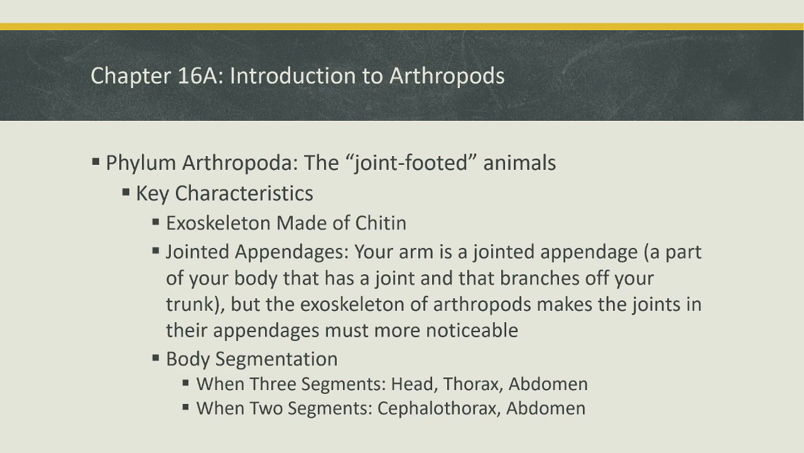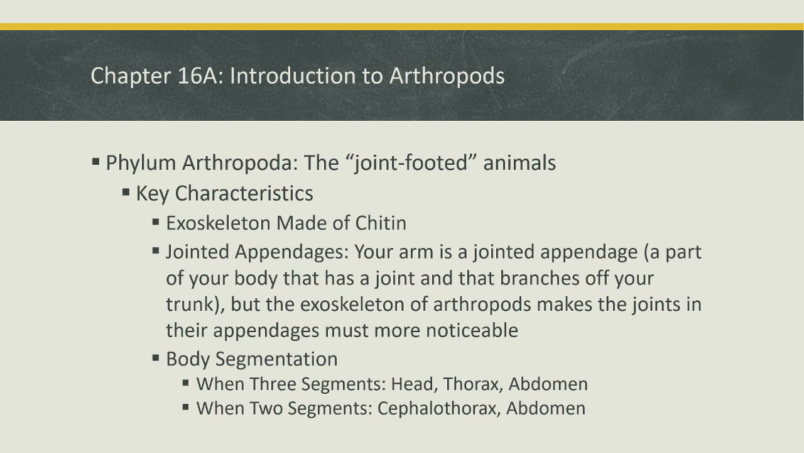So that's jointed appendages, and then body segmentation. When there are three segments, you have parts called a head, a thorax, and an abdomen. When there are two, the head and thorax fuse together so that rather than two separate body parts, head and thorax, you have one that is called the cephalothorax. Cephalic, cephalo, again, of or pertaining to the head.